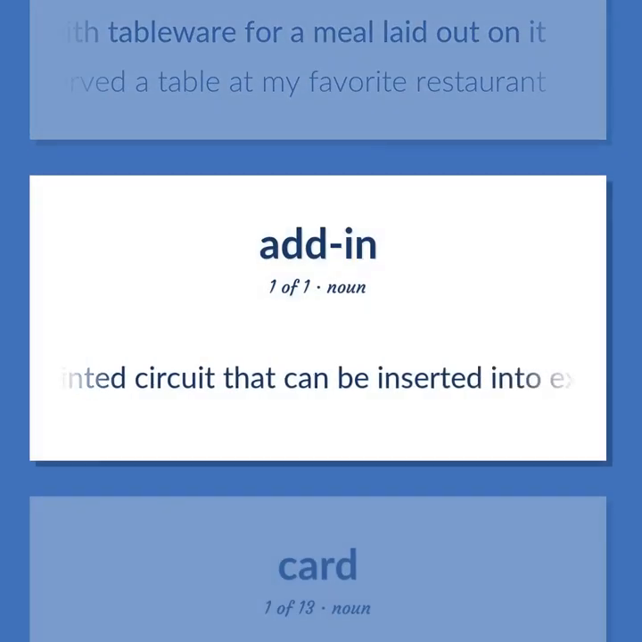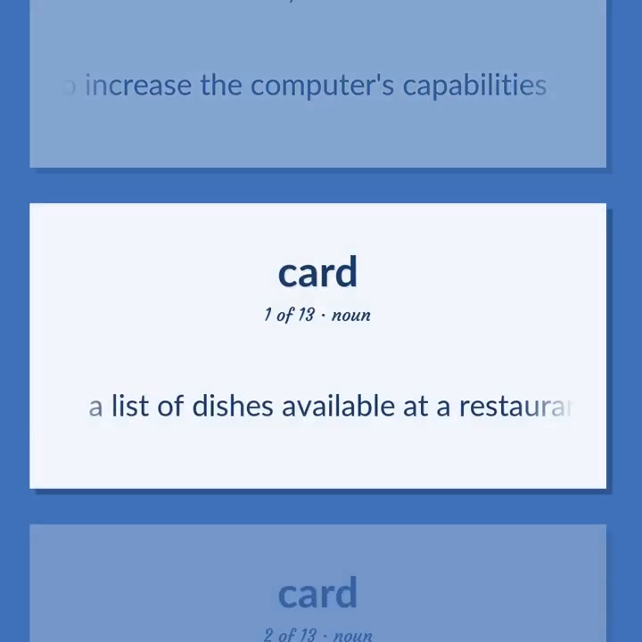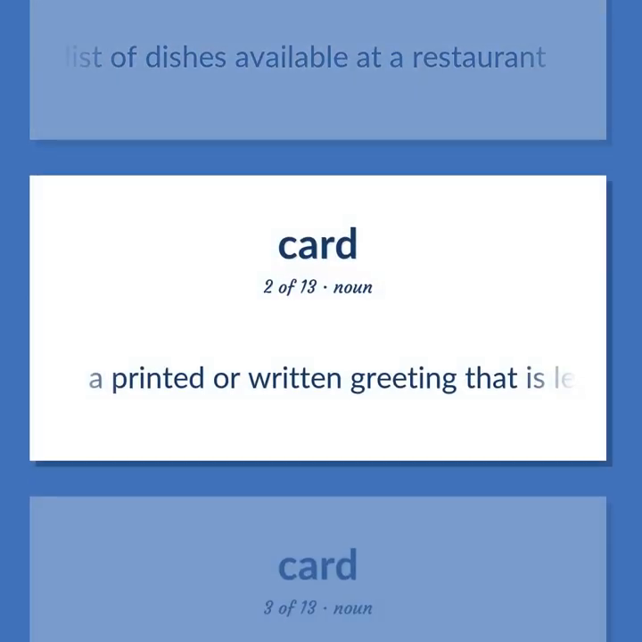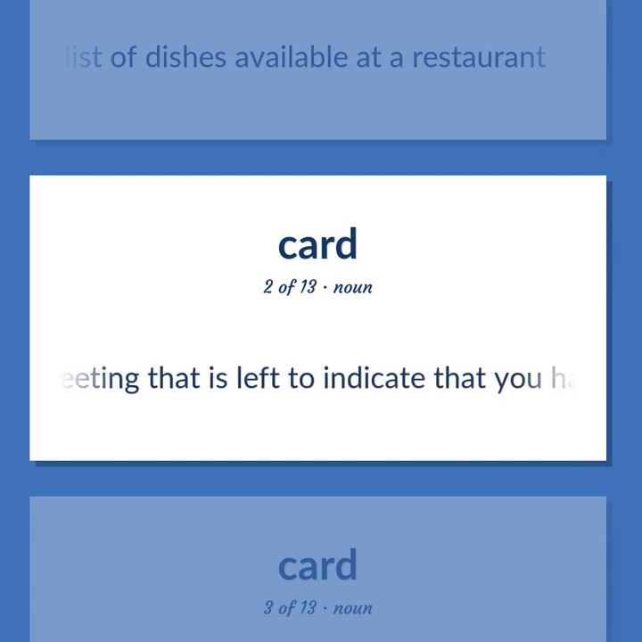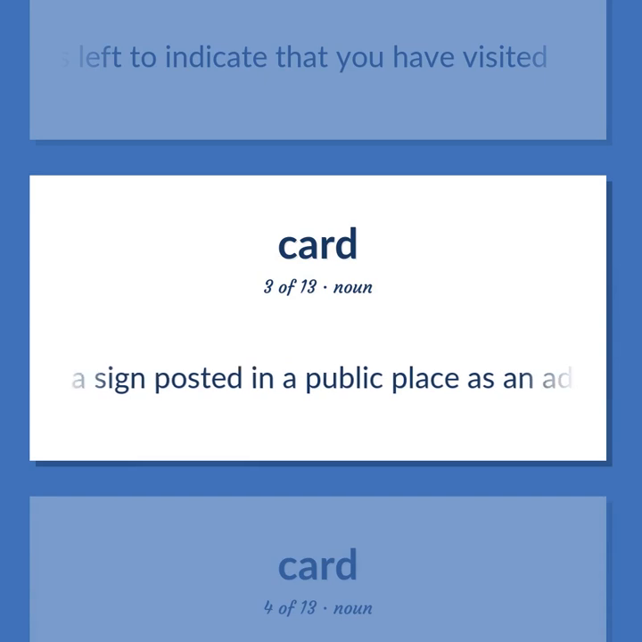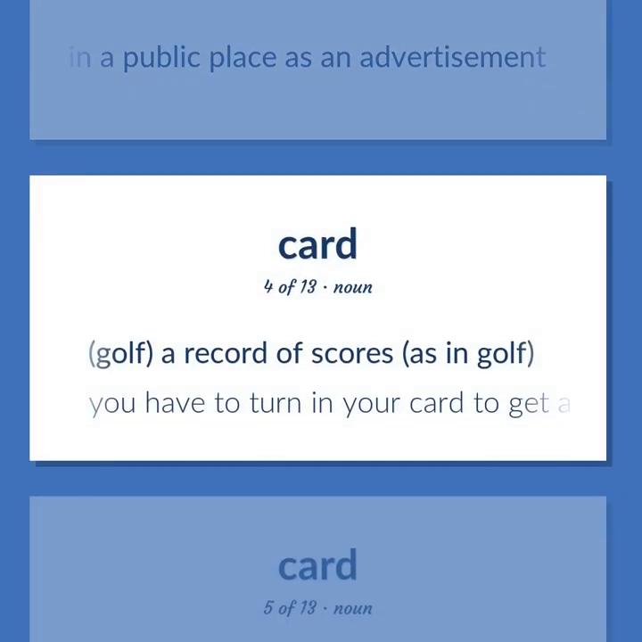A printed circuit that can be inserted into expansion slots in a computer to increase the computer's capabilities. A list of dishes available at a restaurant. A printed or written greeting that is left to indicate that you have visited. A sign posted in a public place as an advertisement. Golf, a record of scores, as in golf. You have to turn in your card to get a handicap.